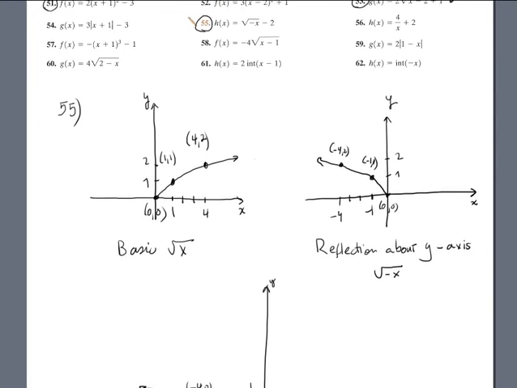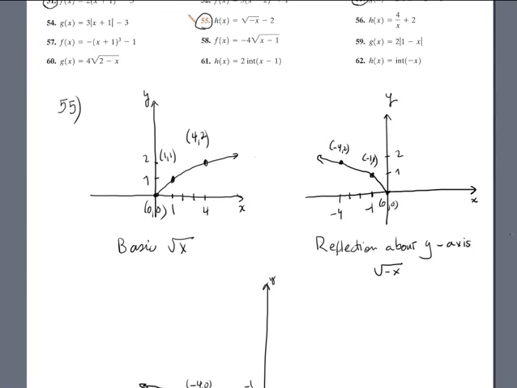Okay, 55 is square root of negative x minus 2. So first of all, you start with the basic square root function and the three typical points: 0, 0; 1, 1; and 4, 2. Okay, we are doing another example.